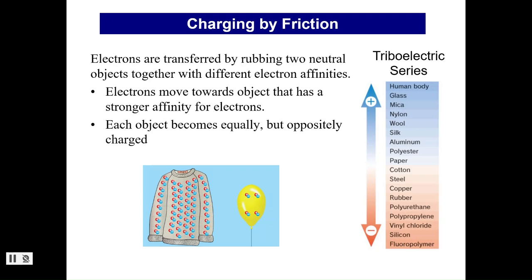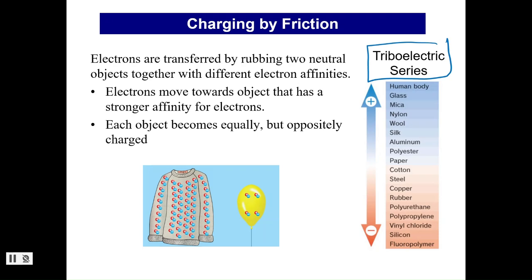So this occurs when two neutral objects have different electron affinities. Electron affinity is a chemistry term that describes how good an atom is at attracting electrons to itself. The triboelectric series is a way to describe that, and they were able to come up with this before we actually really understood what was going on on the atomic side, just by experimentation.